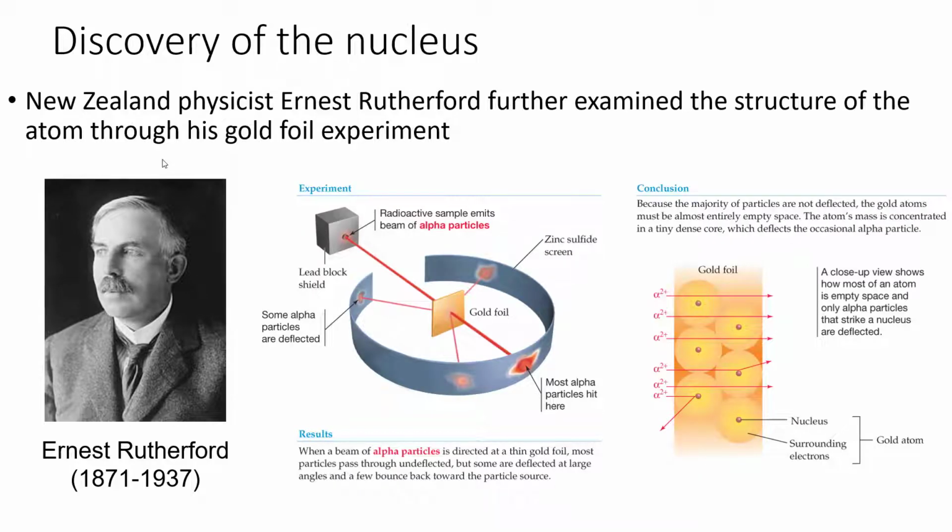So the final of the three experiments that are key for our discovery of the constituent components of an atom is the gold foil experiment that was completed by the New Zealand physicist Ernest Rutherford. And so this was used to determine the presence of a nucleus. So in the Rutherford experiment, what we have here is a very thin piece of gold foil that is being irradiated by what are called alpha particles.